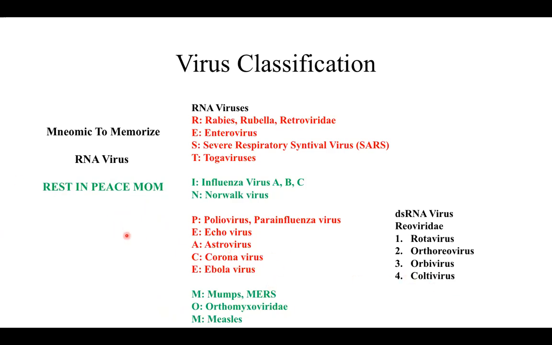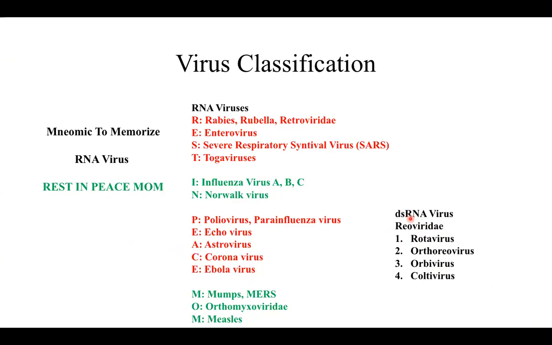There are only a few double-stranded RNA viruses. They are in the Reoviridae family. It includes rotavirus, orthoreovirus, orbivirus, or coltivirus.